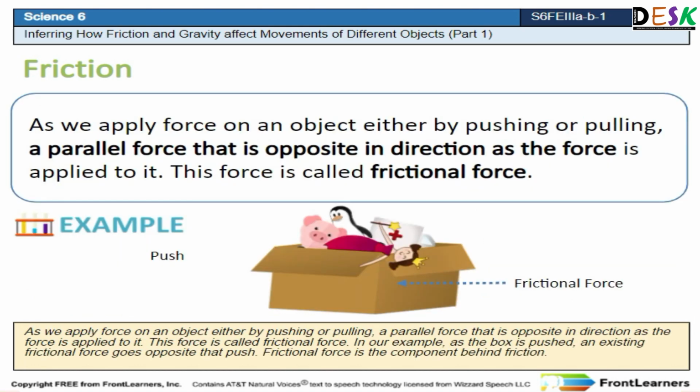As we apply force on an object, either by pushing or pulling, a parallel force that is opposite in direction as the force is applied to it. This force is called frictional force. In our example, as the box is pushed, an existing frictional force goes opposite that push. Frictional force is the component behind friction.